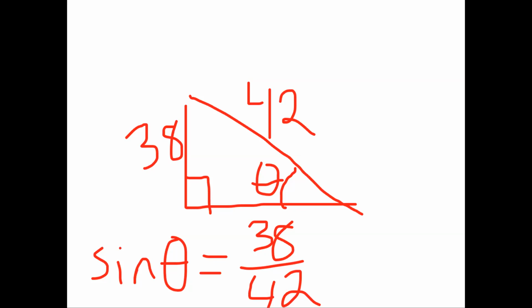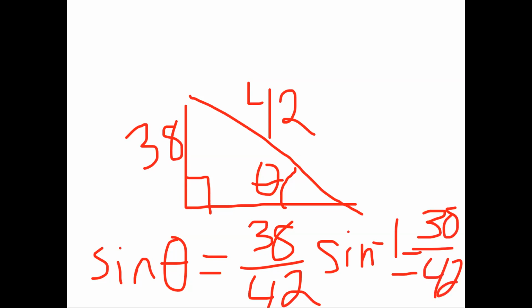0.905, something like that. Anyways, you can do it easier. Just do the inverse sine of that same thing, 38 over 42, and you can type that straight into your calculator. So sine inverse 38 over 42. Tell me what you got. I got 64.79. Same here, for that angle.